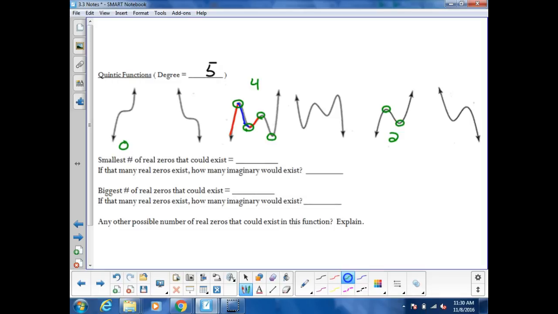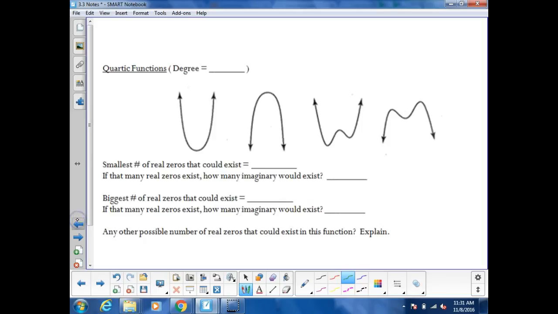Okay? So what can you tell me about turns? Anything yet? The biggest number of turns is n minus 1. Okay? So the biggest number of turns is n minus 1. And then the other possibilities are 2 less than that, right? Okay? So let's put that to the test here.